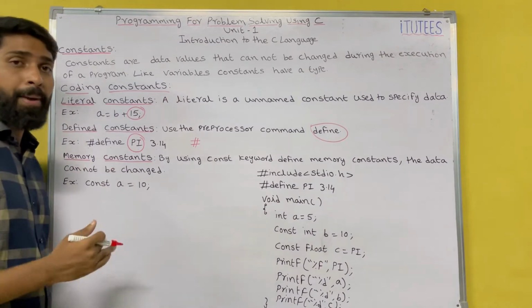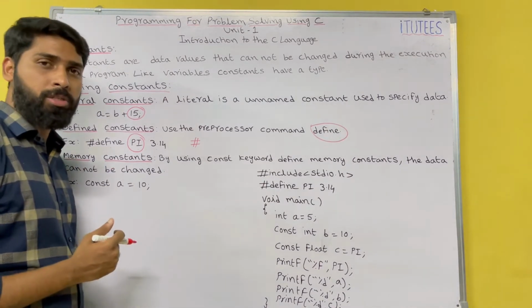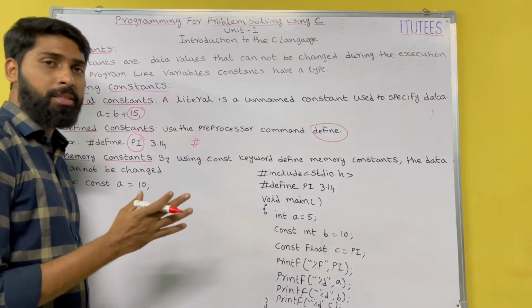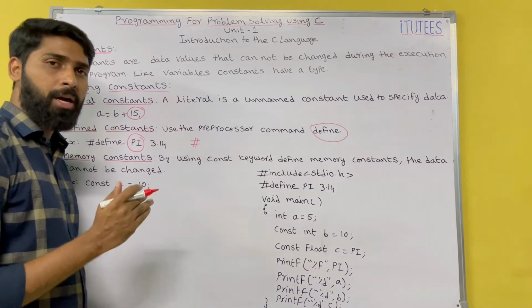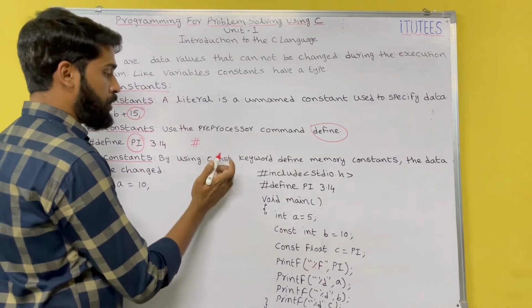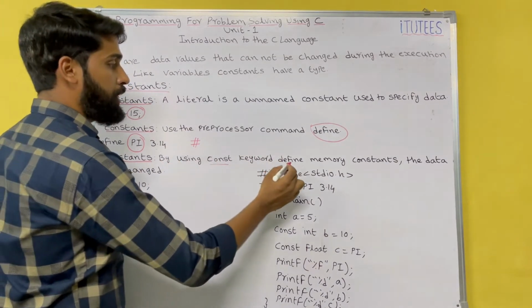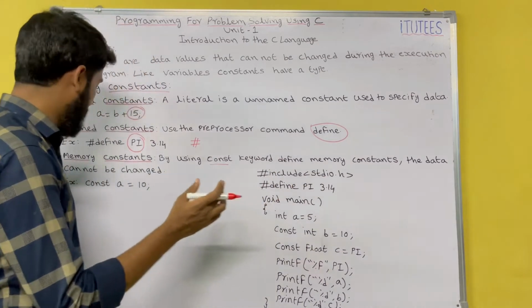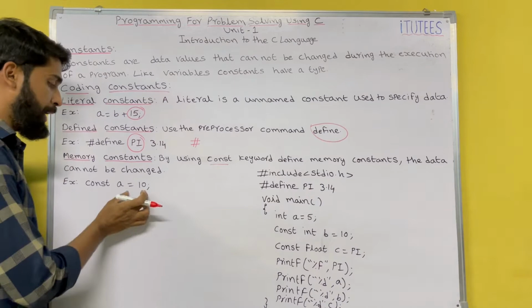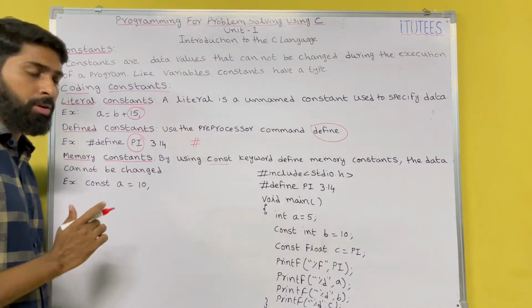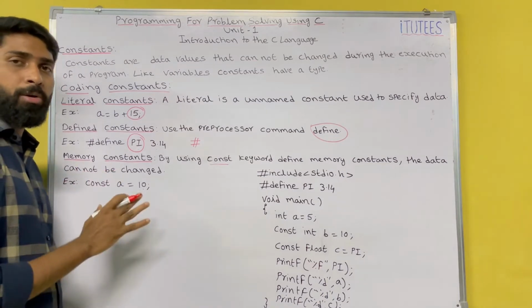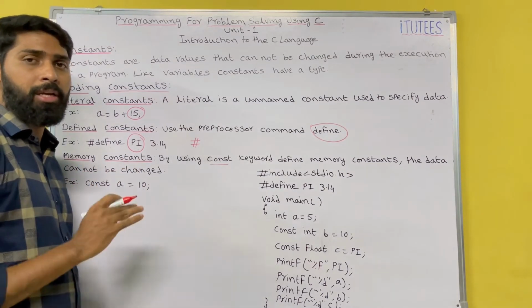Next, memory constants. Memory constants are values stored in the memory, and these values cannot be changed until the execution of the program ends. By using the const keyword, we define memory constants whose data cannot be changed. For example, const a equals 10. Now the value 10 is assigned to a and this cannot be altered further in the program.